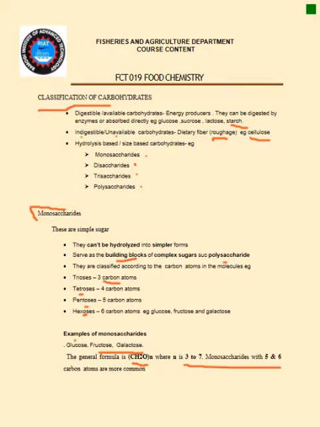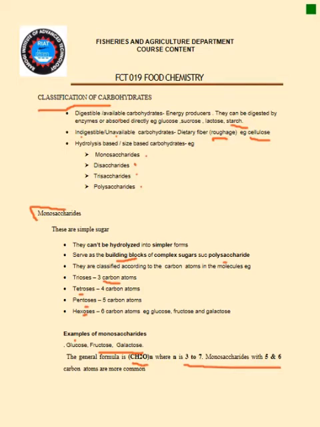Then in the last category we have hydrolysis based. Hydrolysis is the process by which carbohydrate is chemically broken down into simple forms. So based on hydrolysis, whether they can be broken down or not, we have the following carbohydrates: monosaccharides, disaccharides, trisaccharides, and polysaccharides. Now let us discuss the four that have been mentioned.